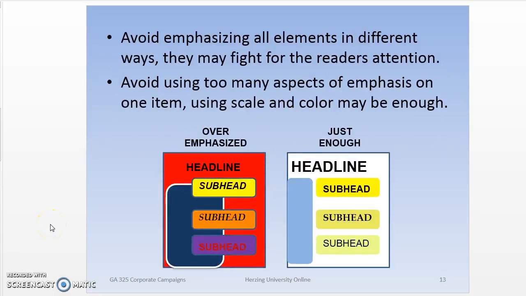Avoid emphasizing all elements in different ways. They may fight for the reader's attention. Avoid using too many aspects of emphasis on one item. Using scale and color may just be enough. So here's some overemphasized stuff. The colors being used are all really bright and coming at you at once, and it just seems a little bit chaotic, right?